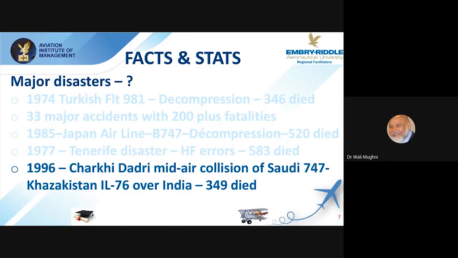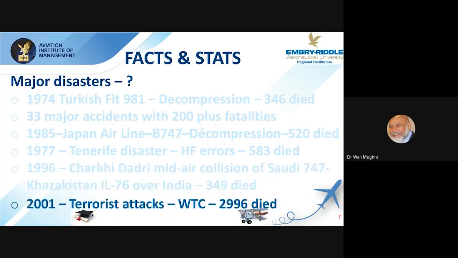In 1996, over India, another mid-air collision took place between a Saudi 747 and a Kazakhstan IL-76. The IL-76 is also a big aircraft, and 349 people died in this one. This was also one of the big disasters. And then they talk about 2001.